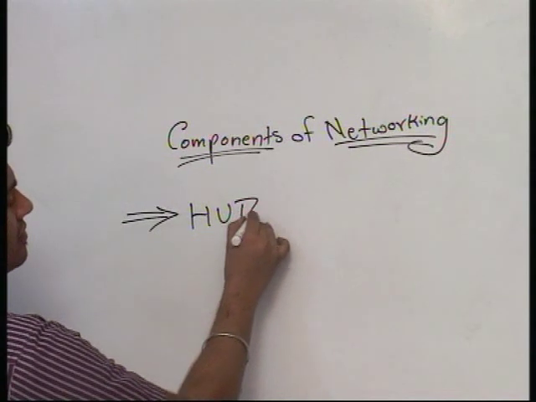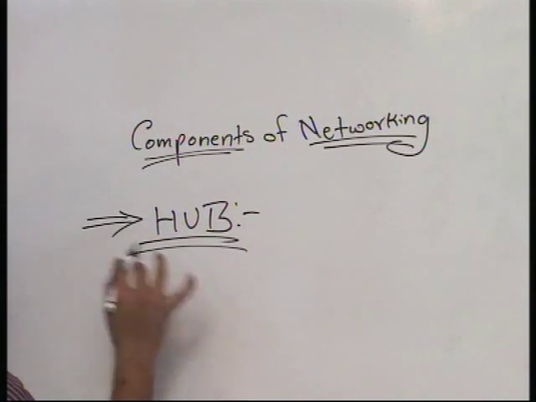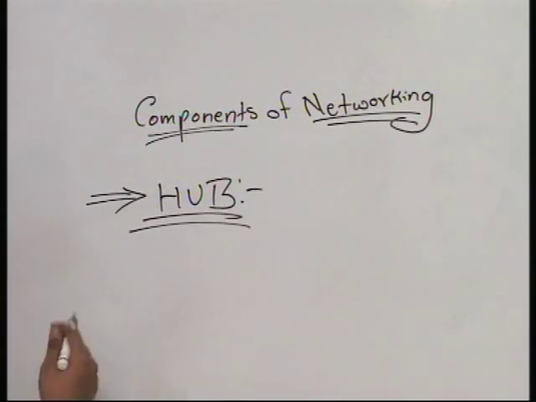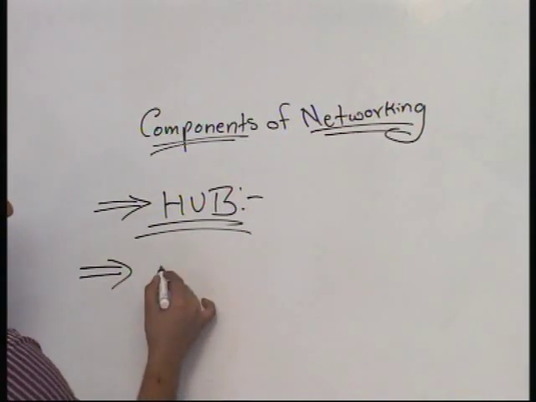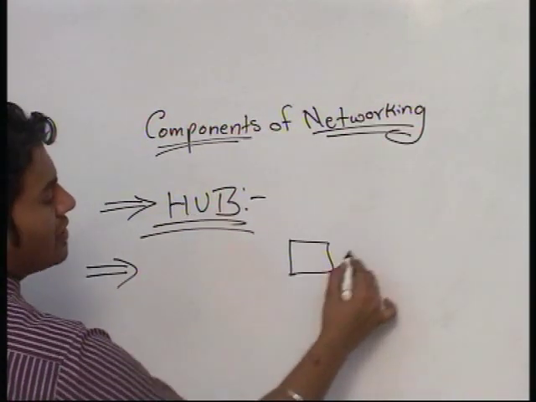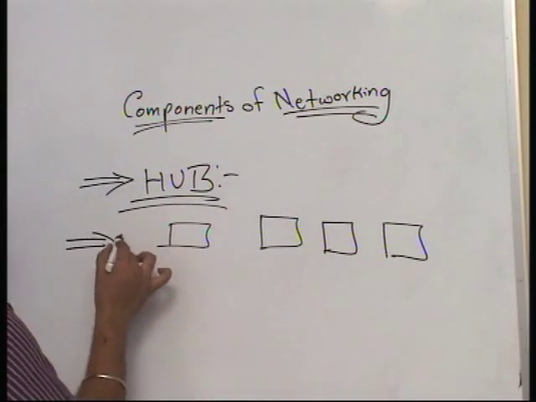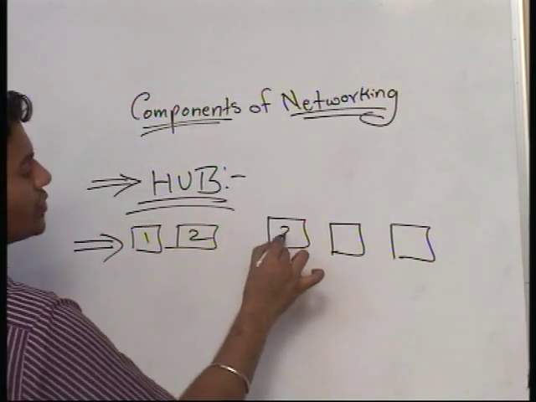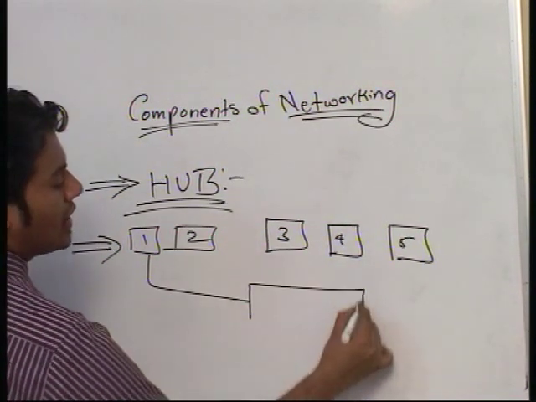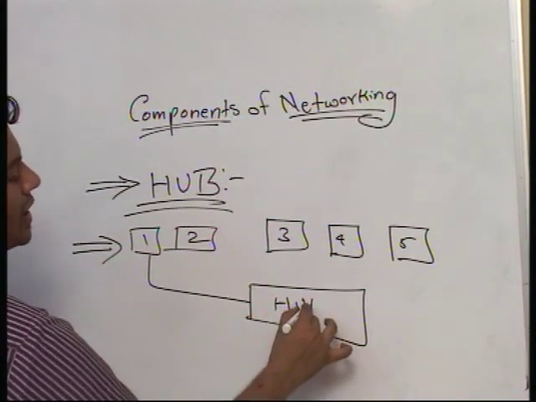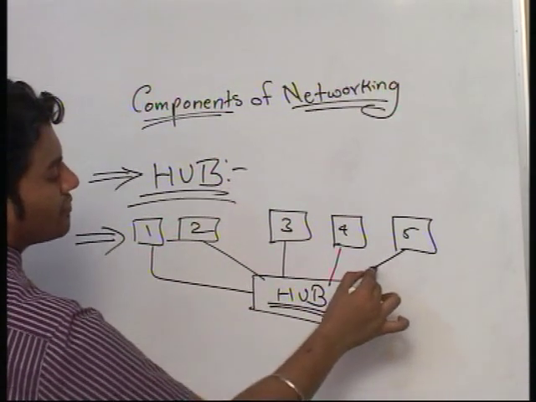Remember one thing, there is no full form of hub in the history of networking. Same as switch and same as router. So let's begin with the hub. The major point is that, for example, I have multiple PCs. PC number 1, PC number 2, 3, 4, or I can add one more, 5. These all are connected with a small component that is known as hub. Don't worry, I will show you practically how a hub looks.